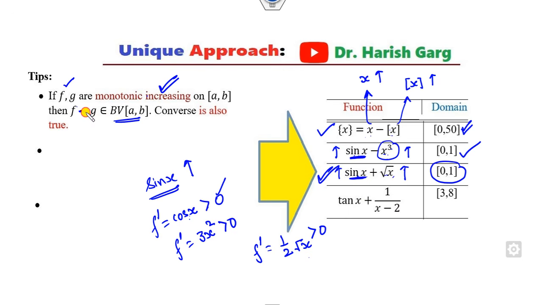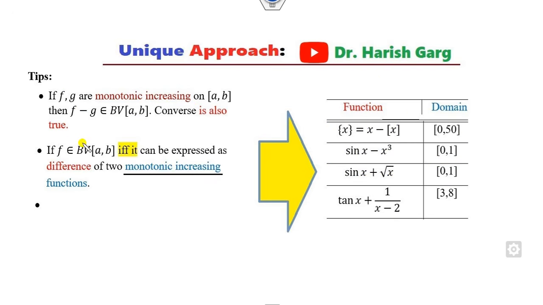Remember, this result is only true for the negative and increasing functions. And this I already proved is a bounded variation. This is a bounded variation. The sum of two bounded variation functions is also a bounded variation. Second, if f is a bounded variation, then you can easily write it as a difference of two monotonic functions. That's if and only if. The converse part is true.